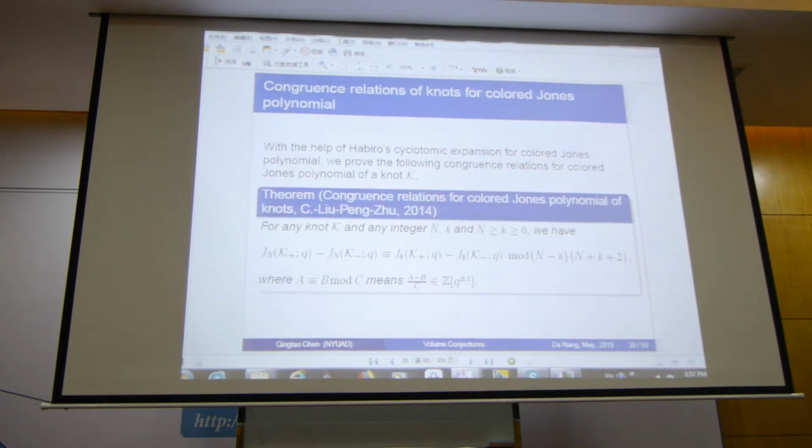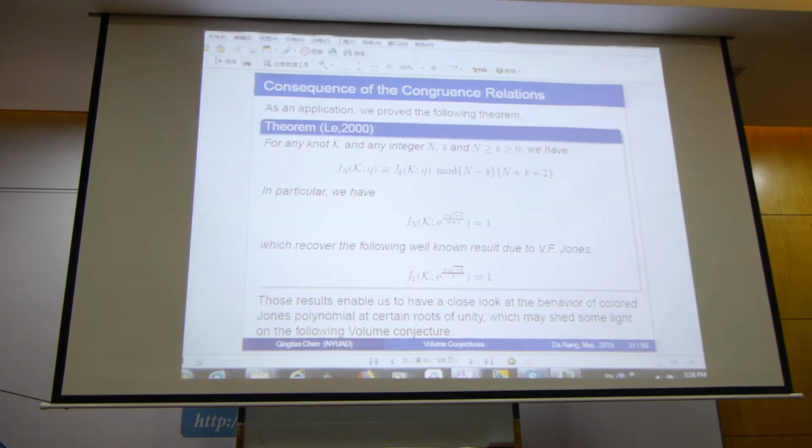And here, we got some congruence relations, and the congruence relations come from the cyclotomic expansion. From the cyclotomic expansion, we can get some congruence relations, and from the congruence relations, we can get some symmetry results. This gives a new proof of Professor Lin's results from about 20 years ago. So this has a symmetry property. This is for the colored Jones.